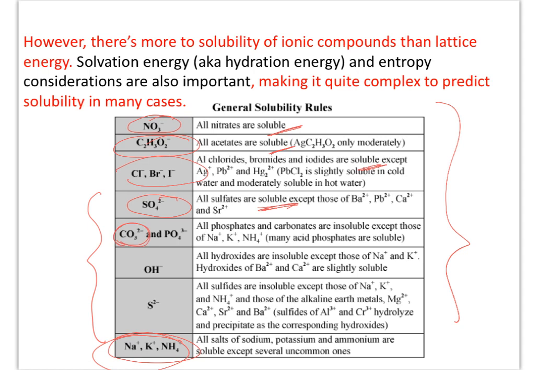But carbonate has a -2 charge. Phosphate has a -3, and they're usually insoluble. Okay, I like that, right? I learned that big charges tend to make it insoluble. This is very confusing. Hydroxide only has a -1, and they are insoluble.